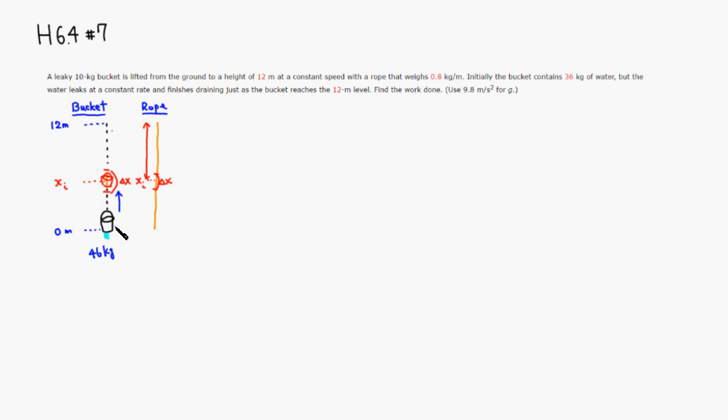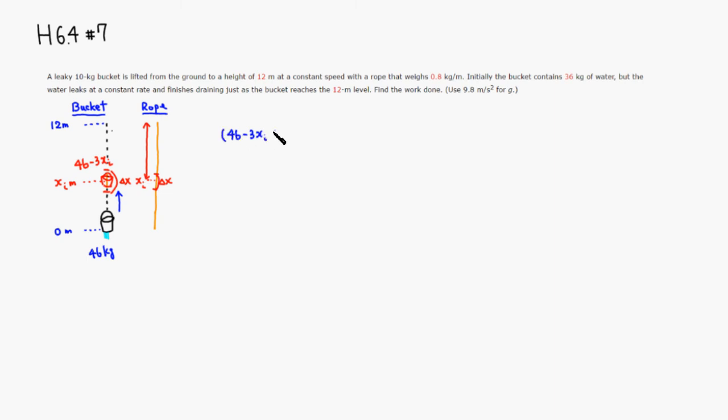So if the bucket is at a height of xi meters, then the weight of this thing is going to be 46, the beginning weight, but it loses 3 kilograms per meter, so 3xi. So the weight of the bucket is 46 minus 3xi. That's the weight.